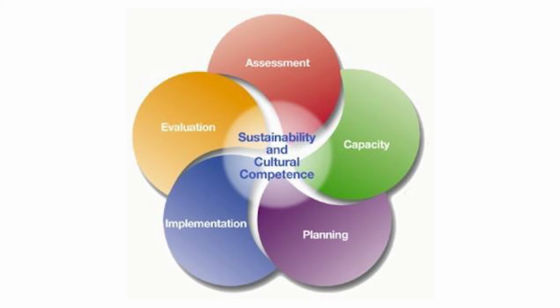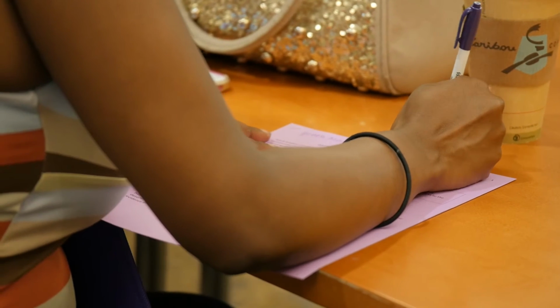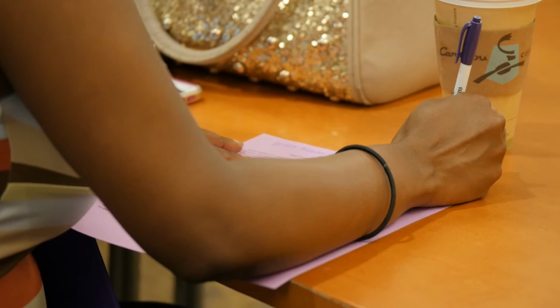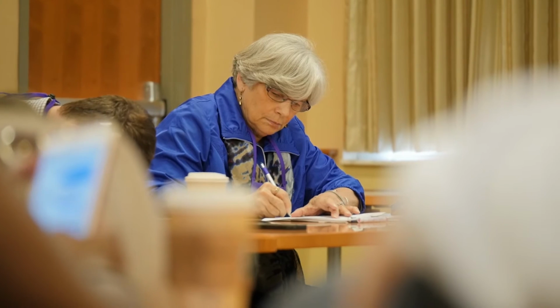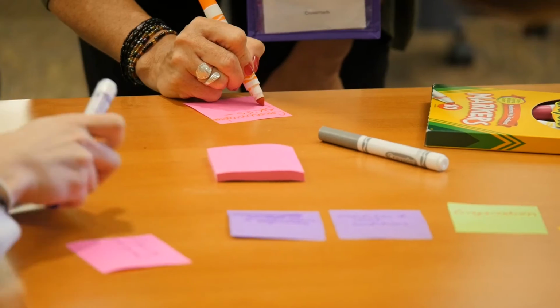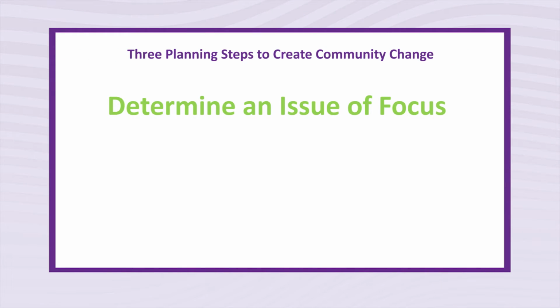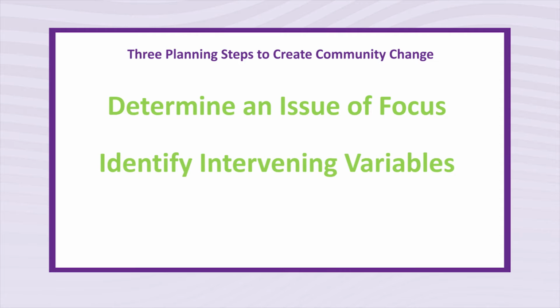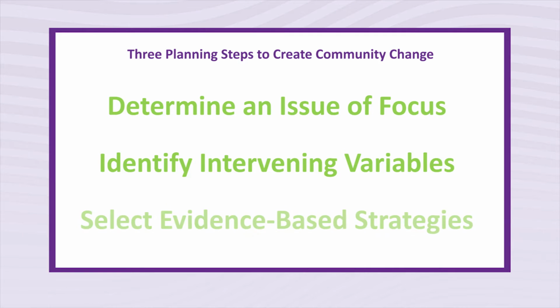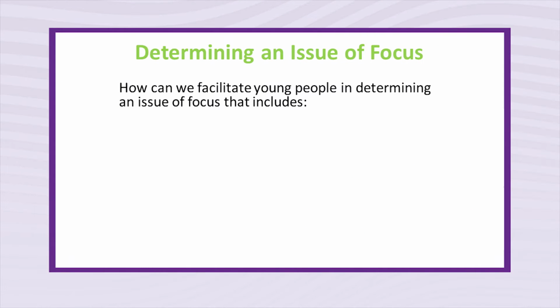As adult allies, we need to think about how we're going to break down the very essence of the assessment and planning phases of the SPF and make that palatable and understandable to the young people that we work with. If we really think about boiling down the assessment and planning phases, we get to three key components. One is identifying an issue of focus. The second is identifying the intervening variables, those contributing factors, which influence the issue of focus. And three, of course, the fun part, selecting strategies that we are going to implement in order to make community-level change.